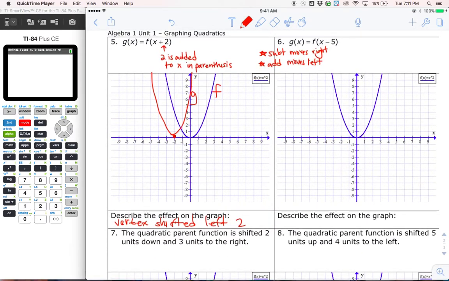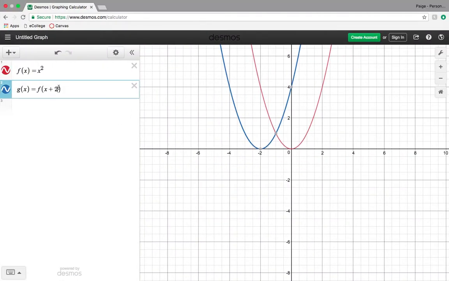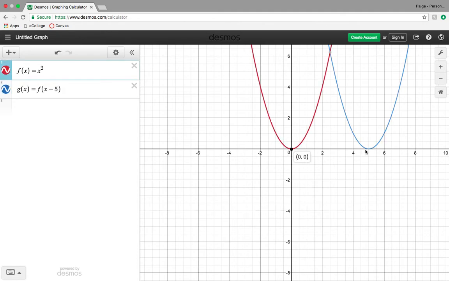Again, you may have already guessed what's going to happen. We're going to type in here x minus 5. All right, minus 5. Yep. It totally moved us to the right. My vertex was here at 0, 0. My new one is here at 5, 0.